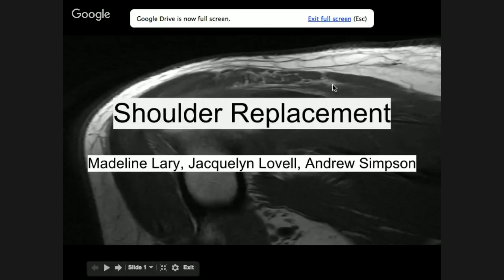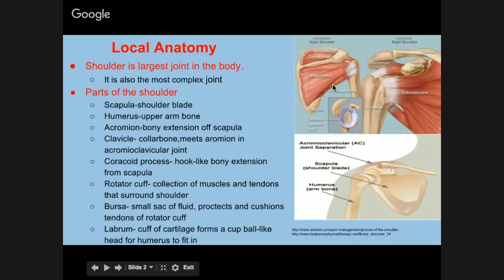Shoulder replacement. Local anatomy. The shoulder is the largest joint in the body. It is also the most complex joint.